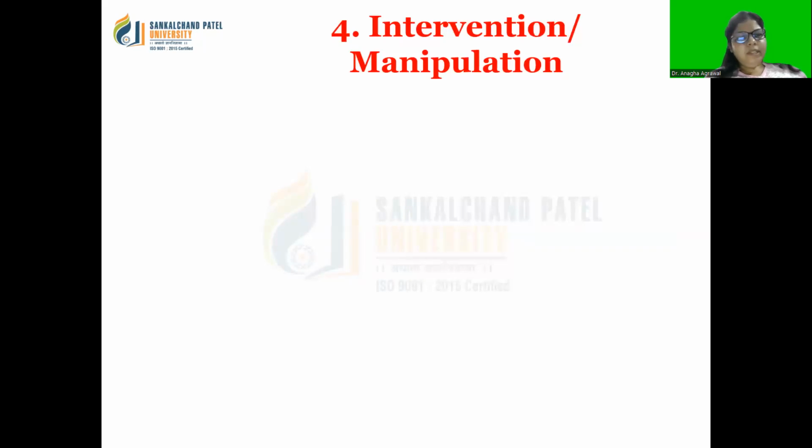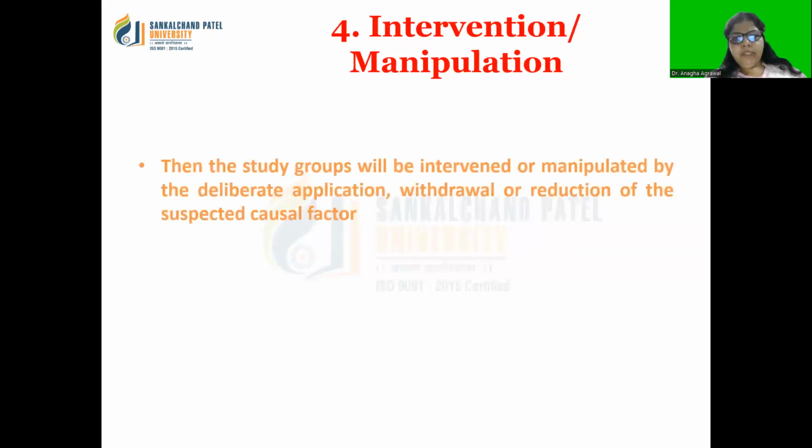Once randomization is done, we do manipulation or intervention. The study group will be intervened or manipulated by deliberate application, withdrawal, or reduction of a suspected causal factor. For example, if we are doing a study on oral hygiene and we do scaling for the people in the case group, that means we're manipulating, removing those risk factors from their mouth. That is a manipulation, and it can be therapeutic or preventive depending upon the study you're doing.